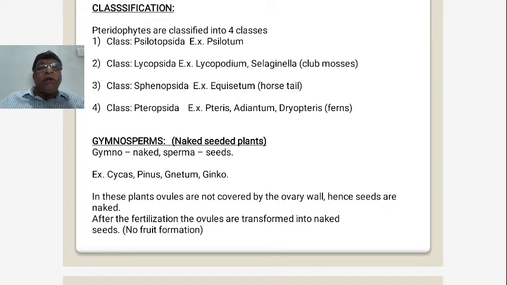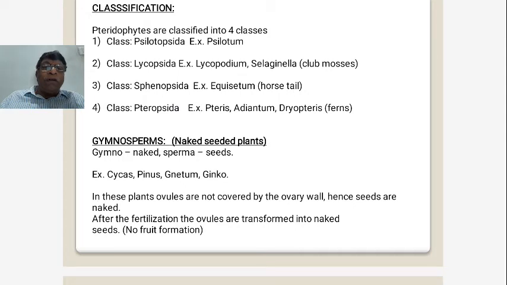Okay, today we shall see another group of plants, namely the gymnosperms. The gymnosperms are commonly known as naked seeded plants. Gymno means naked. Sperma means seed. Seeds are naked.